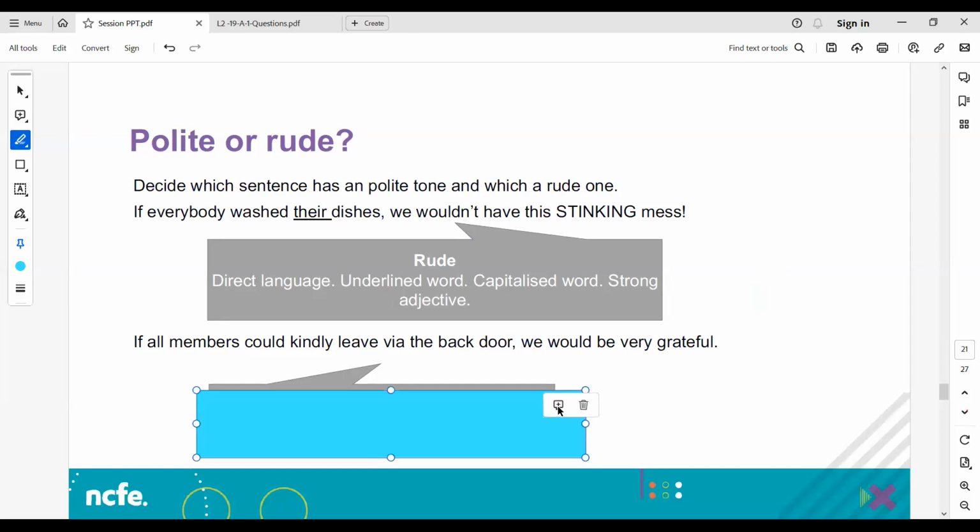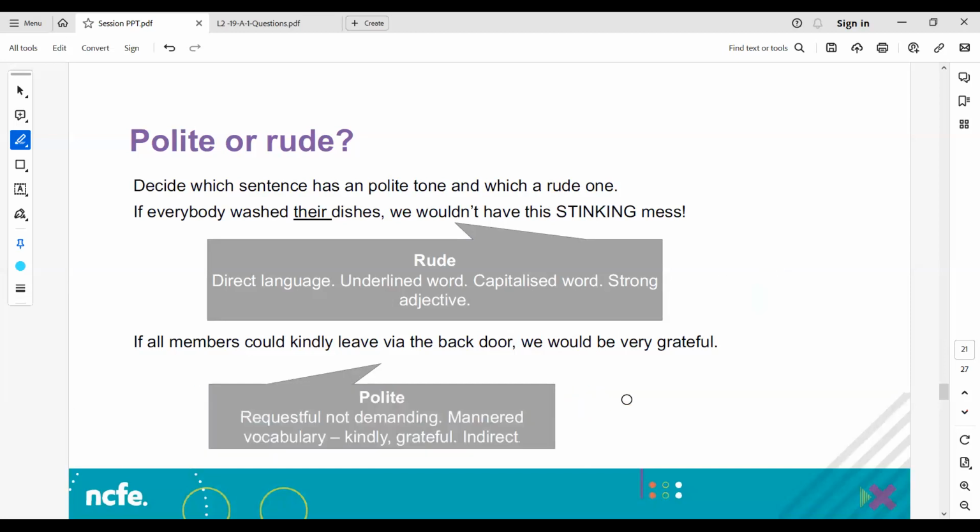And it's the polite sentence there. It's requestful, so it's not demanding something happens, it's making a request. If they could kindly leave. Kindly, grateful, so it's well-mannered, polite vocabulary. It's not directed at anyone particular.